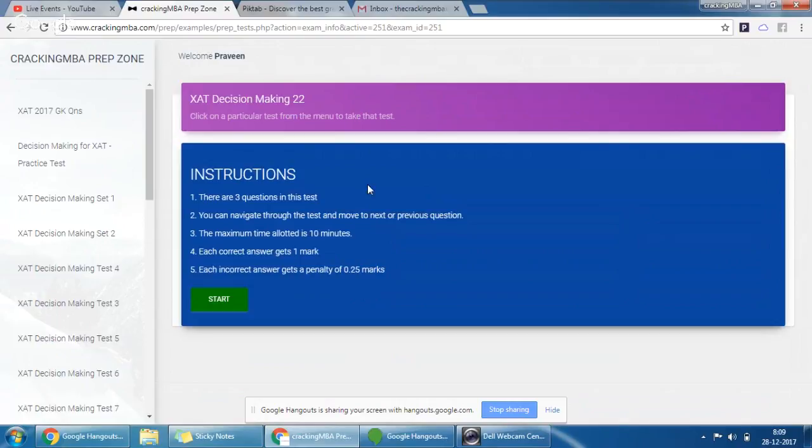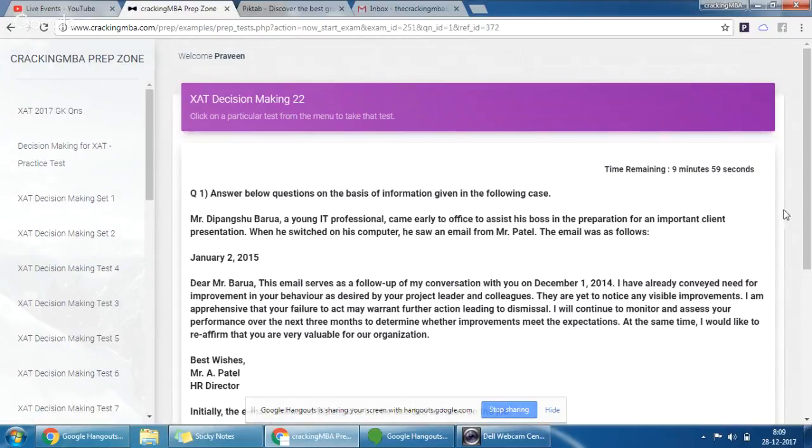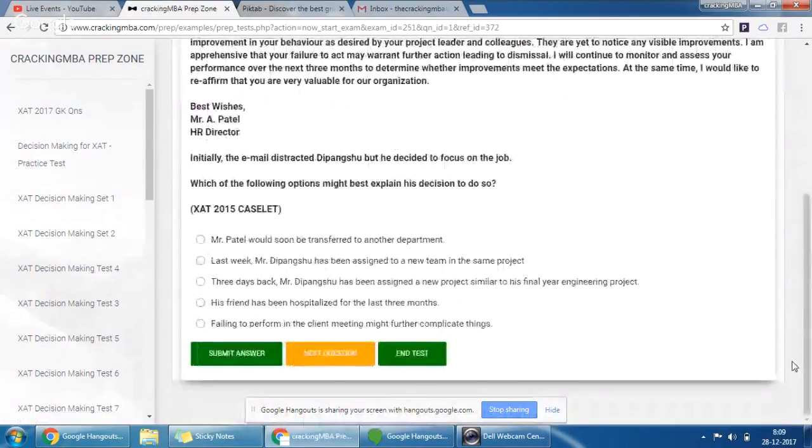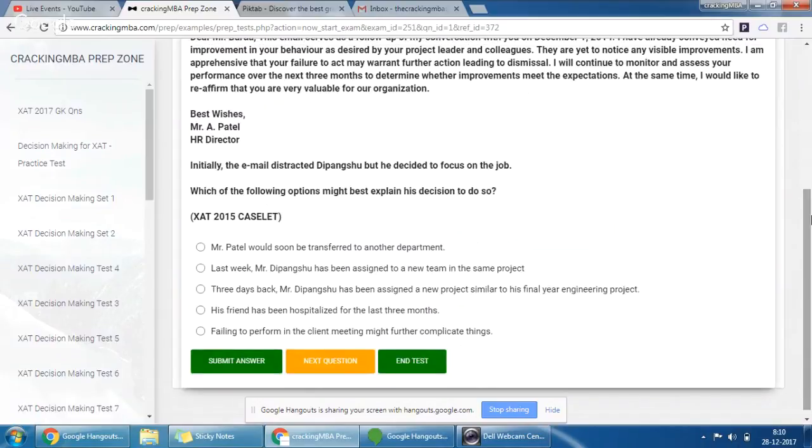Okay, let's discuss the solutions. So the first one is related to an email by Dibangshu Barua. This is a very simple set. If you look at it closely, all the three questions in this particular set are pretty straightforward. In this question, which of the following options might best explain his decision to do so? Let's look at the options quickly. Mr. Patel would soon be transferred to another department.